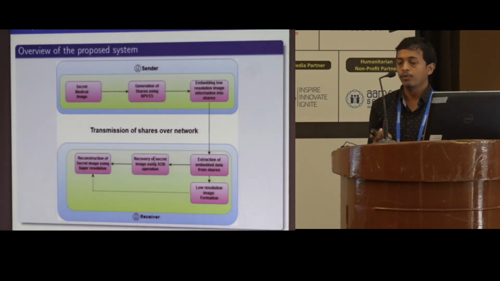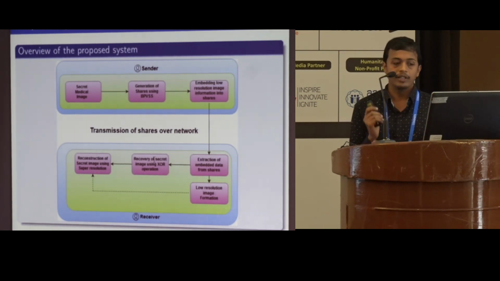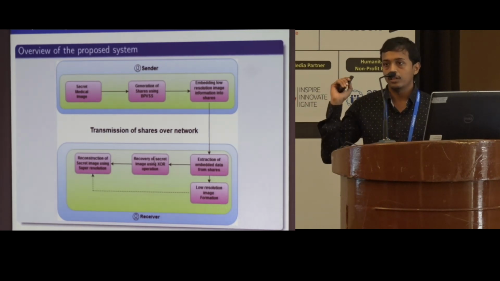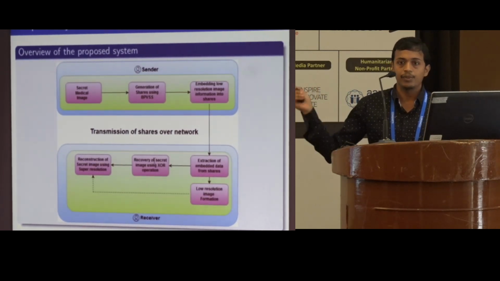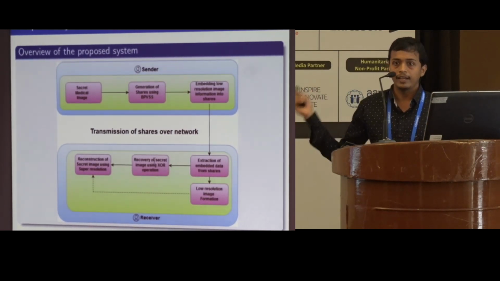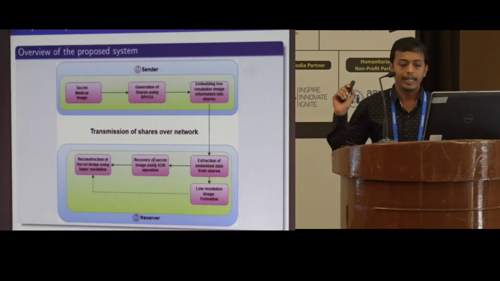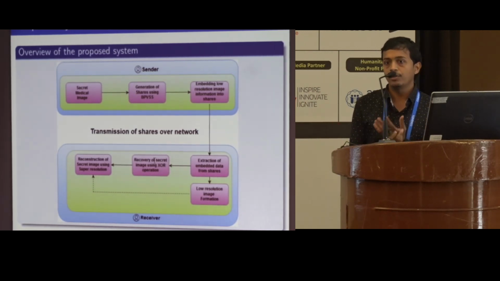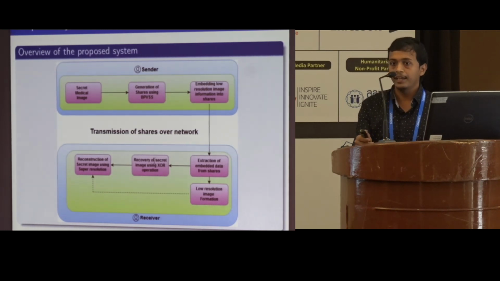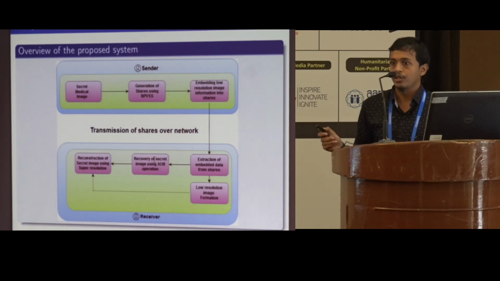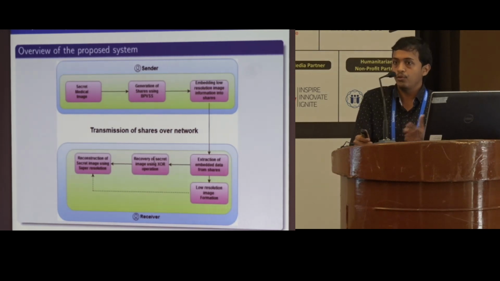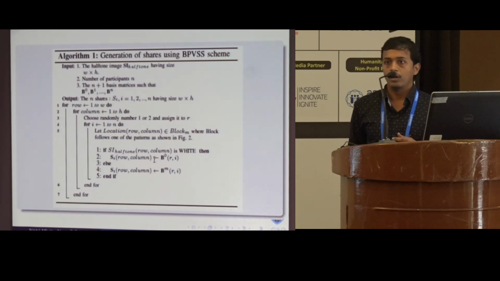So this is the overview. At the sender side, the sender will have the secret medical images. He will generate the shares, and he will embed the basic information about the images into the shares. That will be transmitted over the network, and at the receiver side we will extract the hidden information, plus we will recover the image by stacking the shares. Then we will apply super resolution on it to get the clear reconstructed image. We are able to reconstruct the medical images up to 70 to 80%.